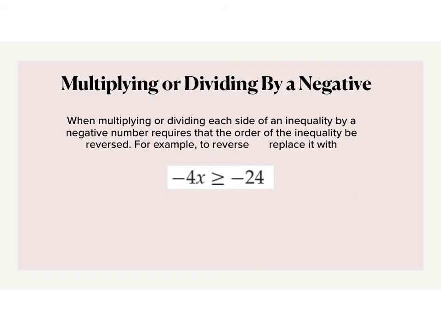Okay, so we treat it like it's a number line, but the only exception we have is if we are multiplying or dividing by a negative number. When we are multiplying or dividing by a negative number, we need to flip the sign of our inequality. So here we would reverse our greater than or equal to, to less than or equal to.